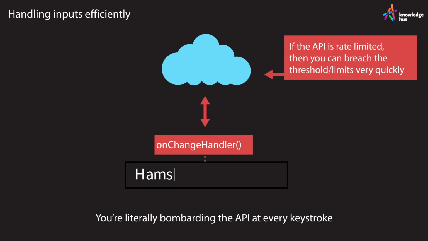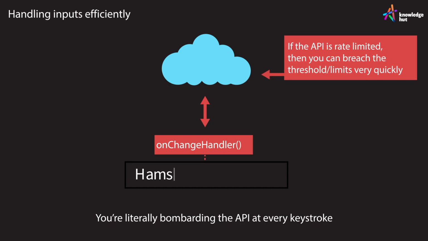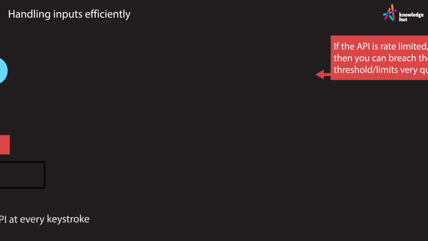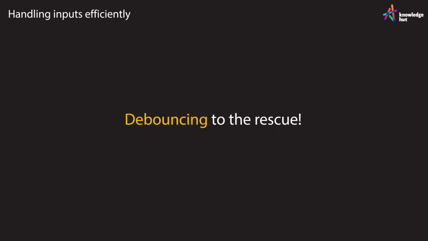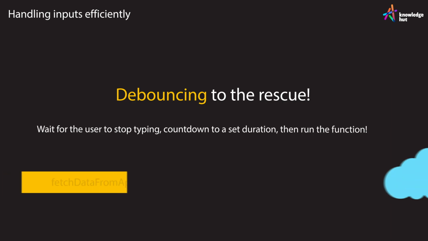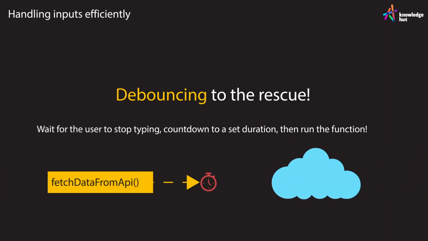To solve this problem, we should use debouncing. In simple words, debouncing is the process of delaying a function. We let the users type and we wait for them to stop typing until a given duration has elapsed before we execute our API call. This brings down the number of requests.